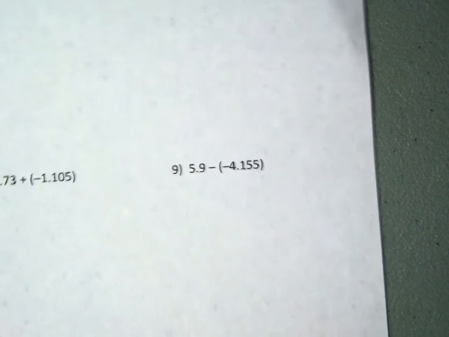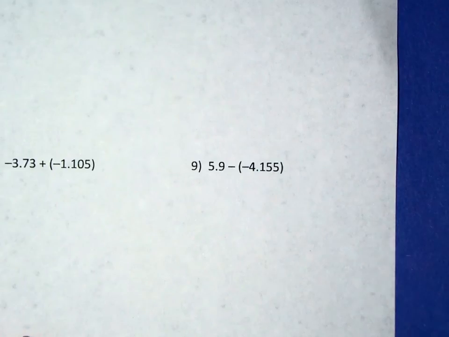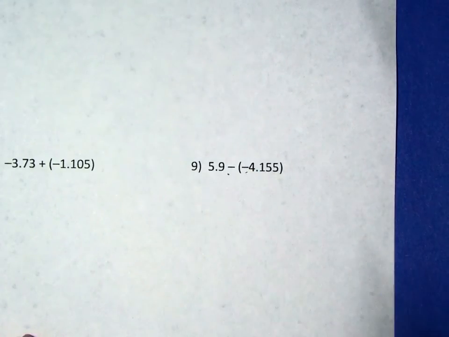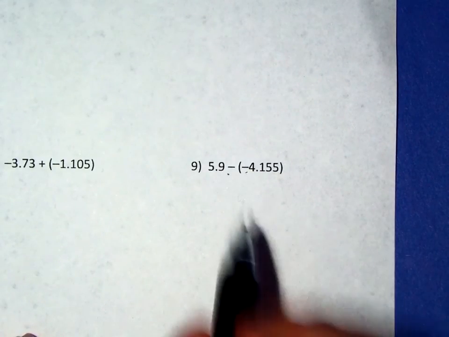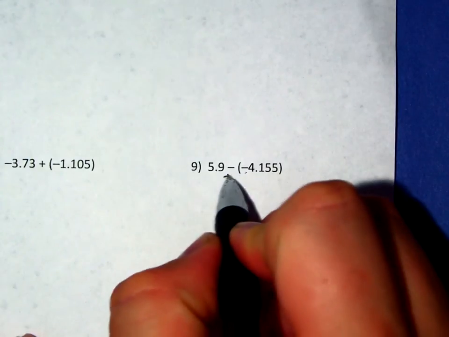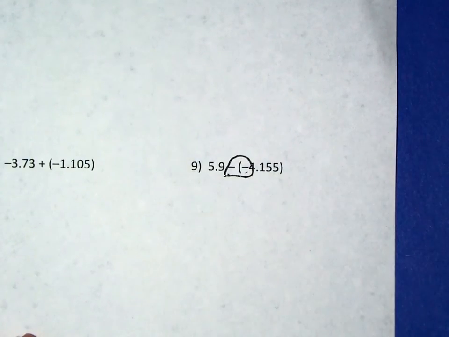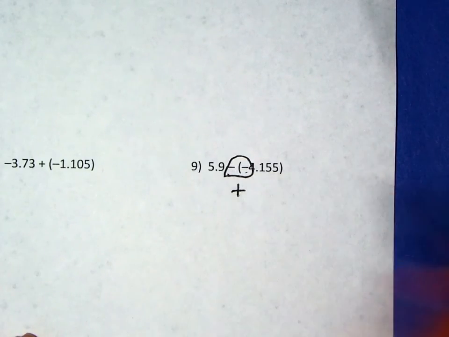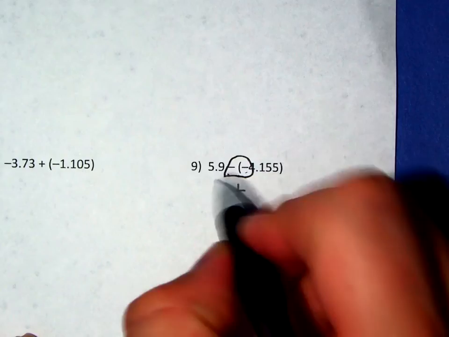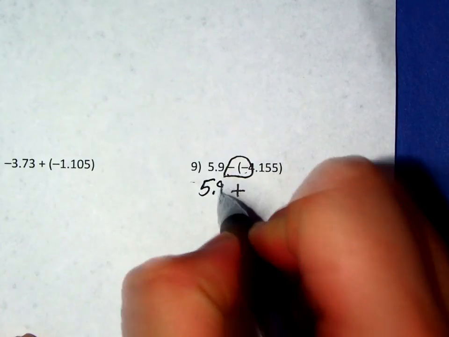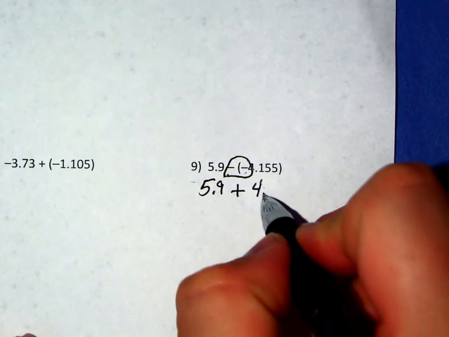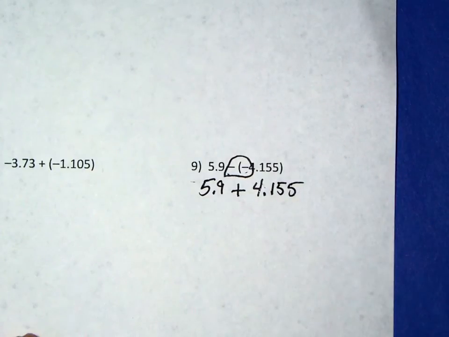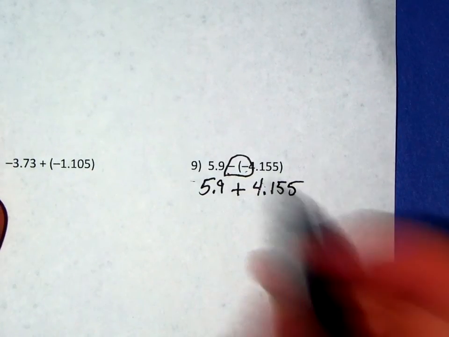The next problem I want to look at tonight is problem number 9. Because problem number 9 has a great reminder of what to do when we see minus a negative. Anytime you see a minus a negative, you have to remember that those two signs will cause a change and it will become a positive or a change to a plus sign. So we will have 5.9 plus 4.155.